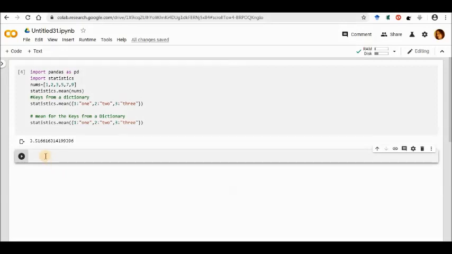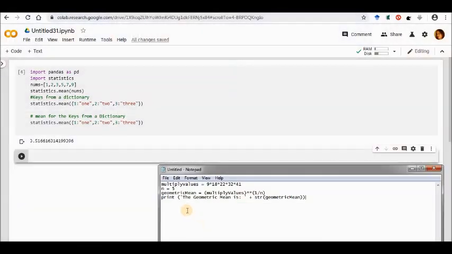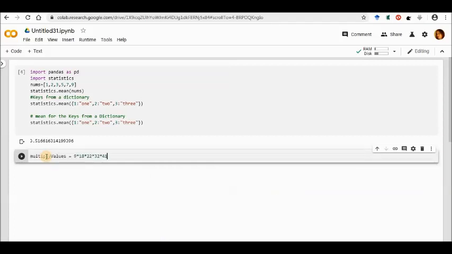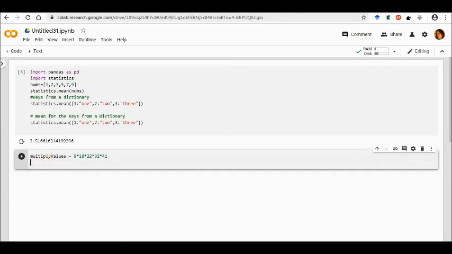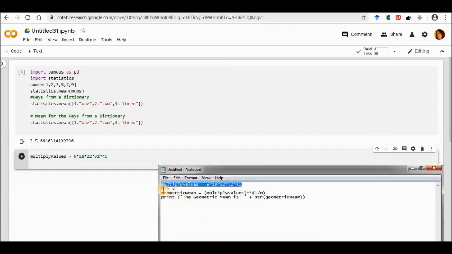Then geometric mean will be equal to multiply values, then 2 stars, then in brackets we will write 1 upon n. What does this mean? The first star stands for the multiplication, that I'm going to multiply these numbers. We can choose our own set of numbers and carry forward. The second star stands for the root, or raised to the power of 1 upon n. So this is how you're going to understand the calculation.